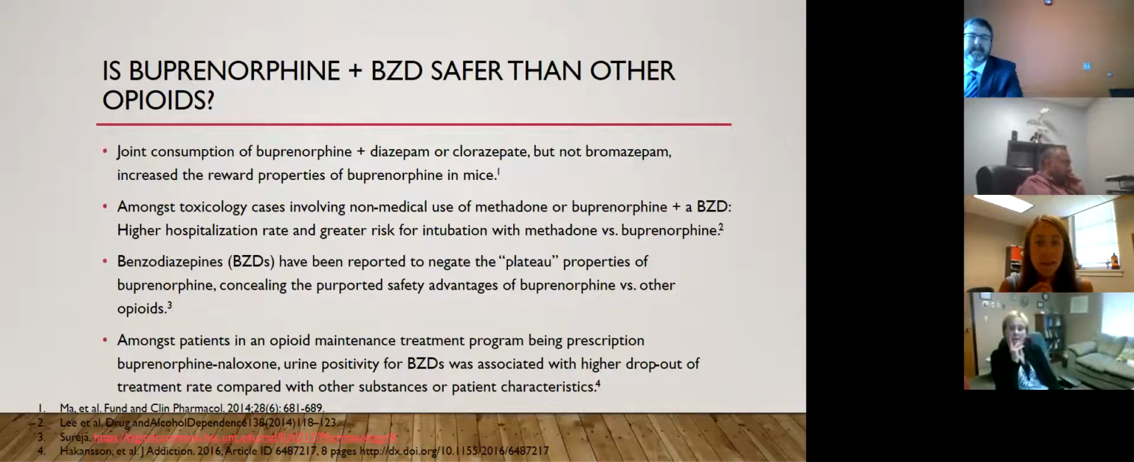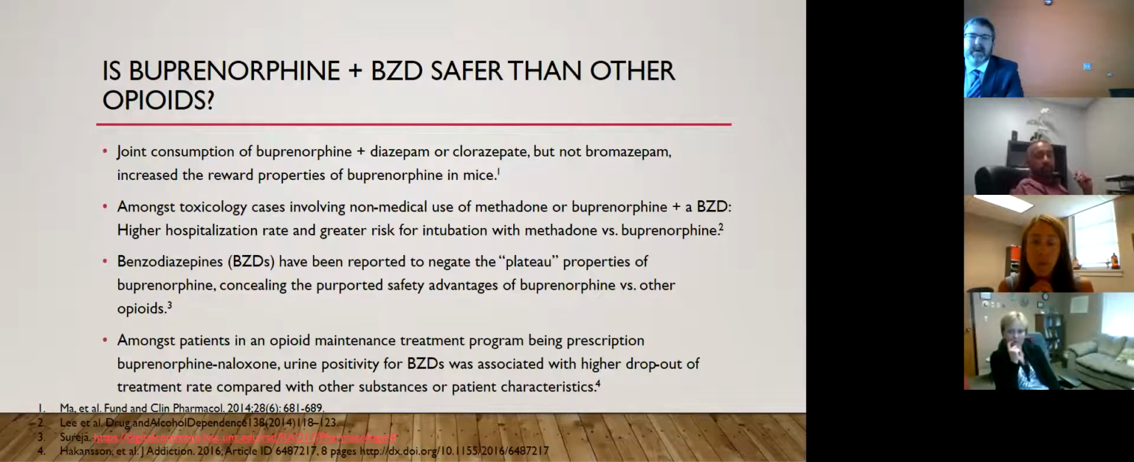Amongst toxicology cases involving non-medical use of methadone or buprenorphine in combination with a benzodiazepine, there was a higher hospitalization rate and greater risk for intubation in those people who were taking methadone compared with those who were taking buprenorphine. So this is just the cases that presented with toxicology or overdose of either methadone plus a benzodiazepine or buprenorphine plus a benzodiazepine. But the buprenorphine appeared to confer a little bit lower risk for adverse outcomes in that overdose situation, at least in the way of lower hospitalization rates and lower risk for needing intubation.